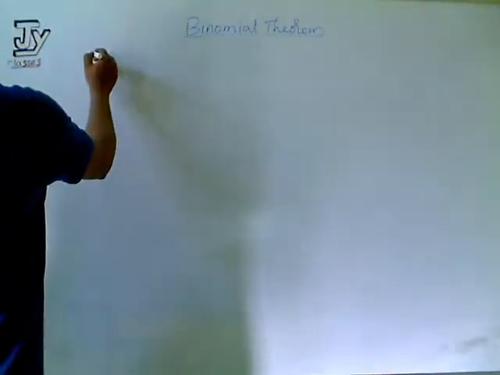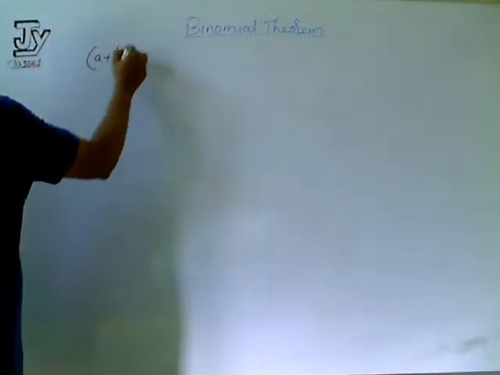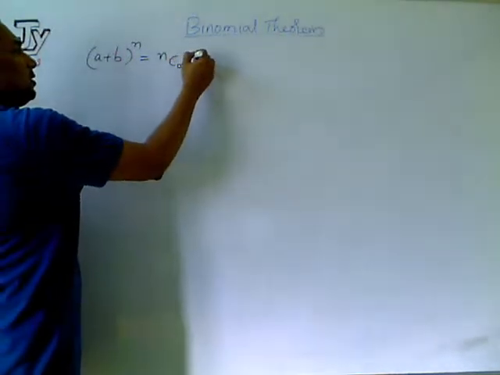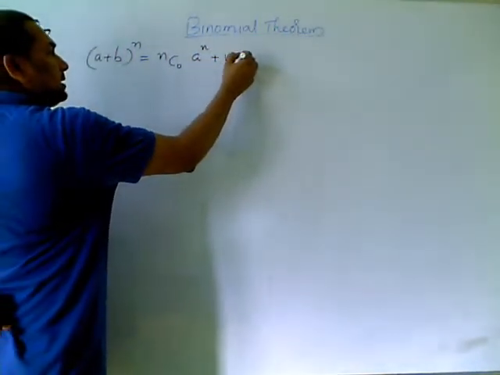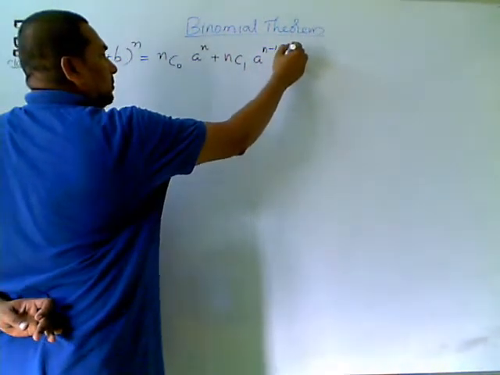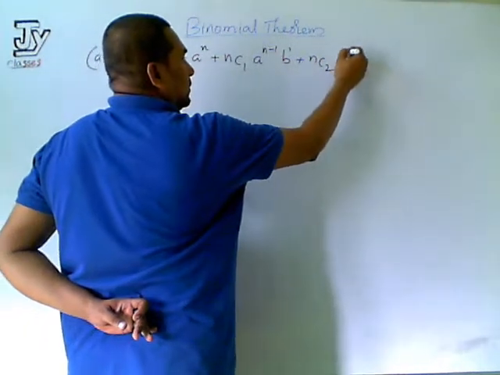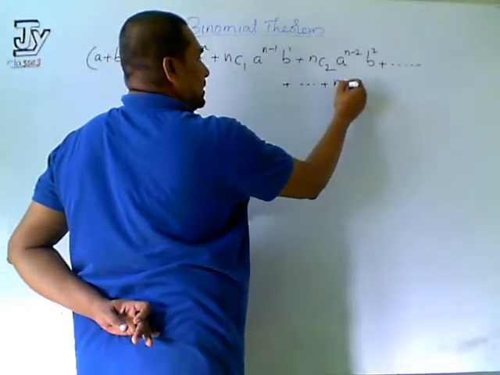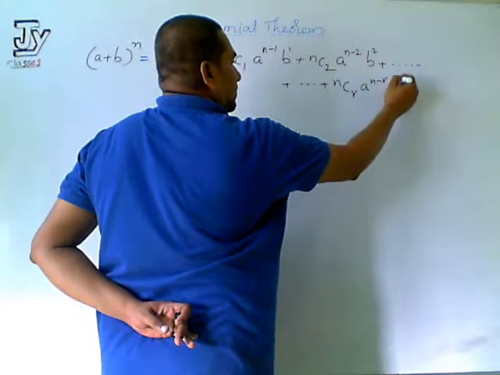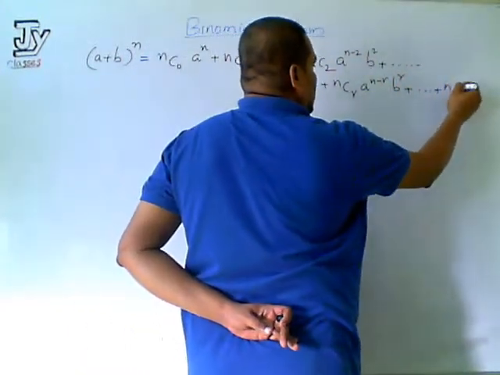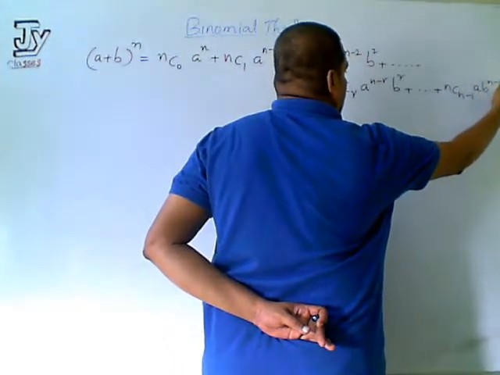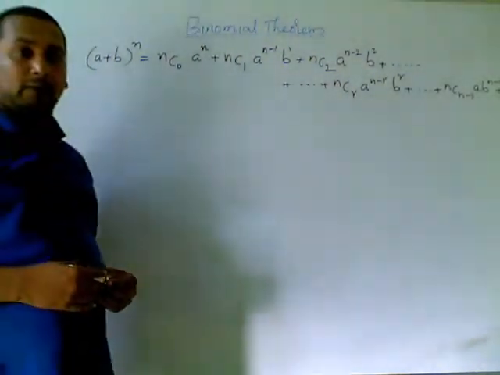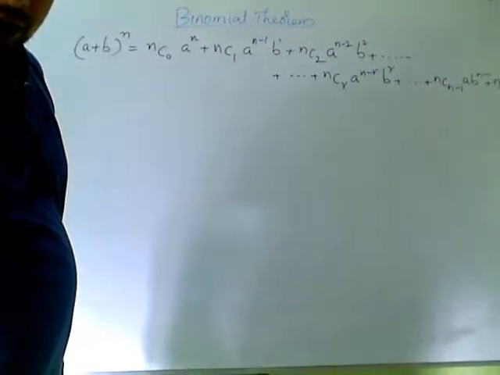So in previous class we discussed about (a plus b) whole power n is equal to nC0 a power n plus nC1 a power n minus 1 b power 1 plus nC2 a power n minus 2 b power 2 and so on plus nCr a power n minus r b power r and so on plus nC(n minus 1) a b power n minus 1 plus nCn b power n. So that's the binomial expansion.